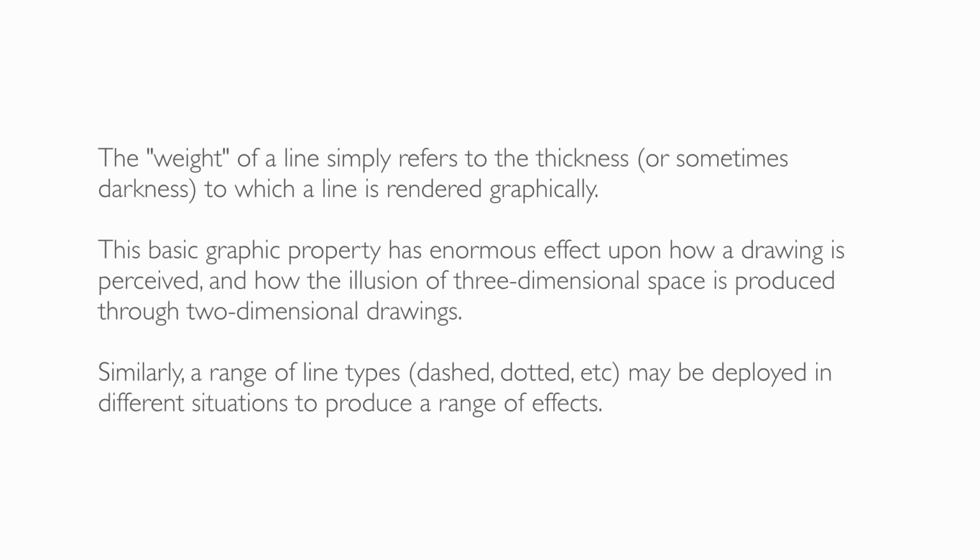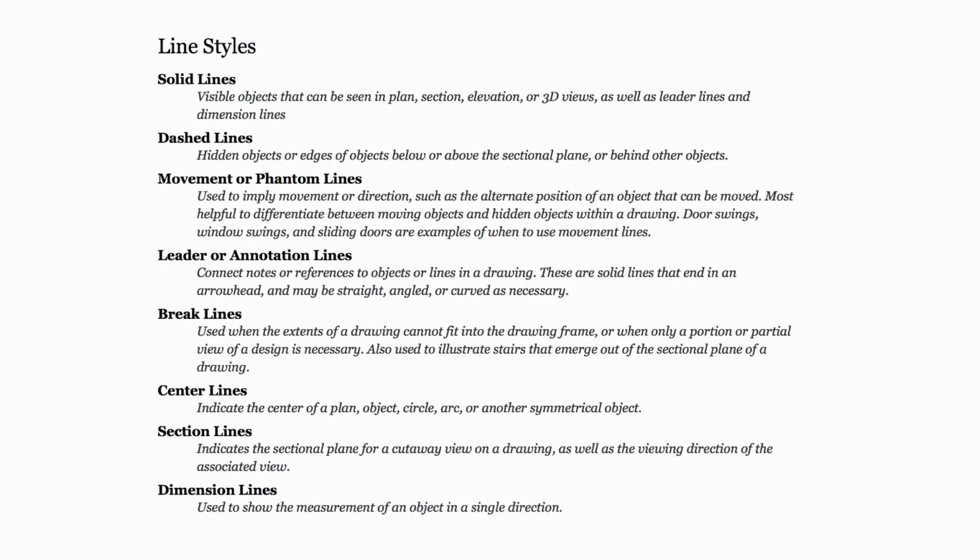There are also a range of line types. I'll talk about those in a little bit: dashed, dotted lines, etc., that are also relevant as we go through here. So we have line styles. Solid lines are for visible objects, things that we see that are clear. It could be in plan, in section, in elevation, or 3D. It's just things that are there.